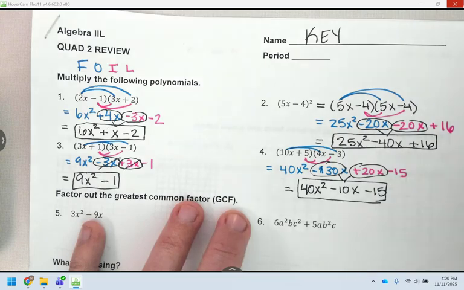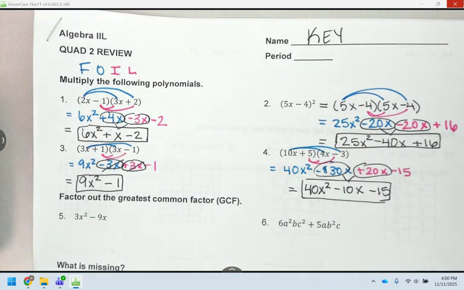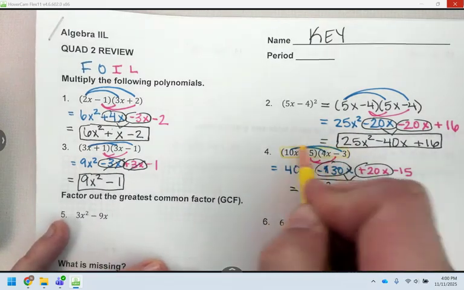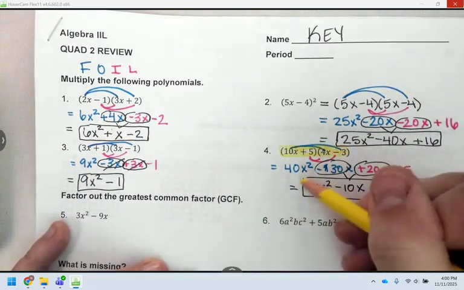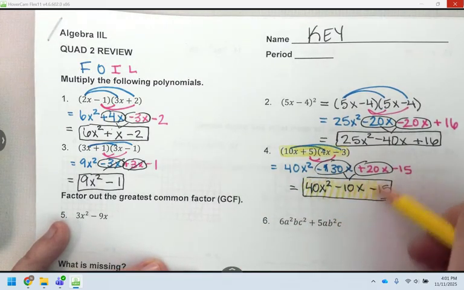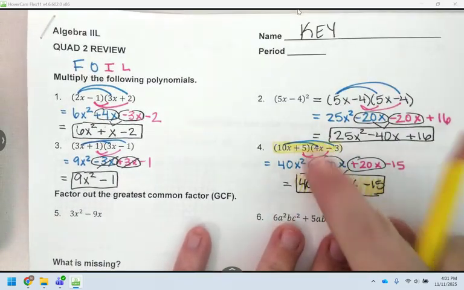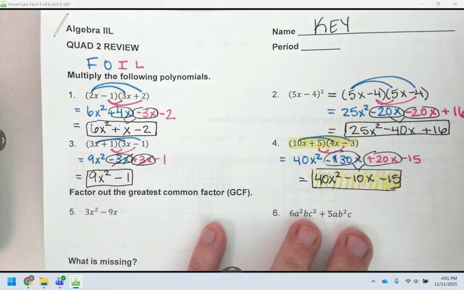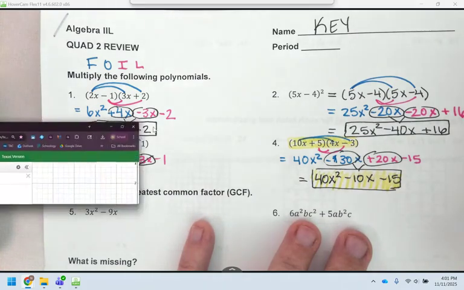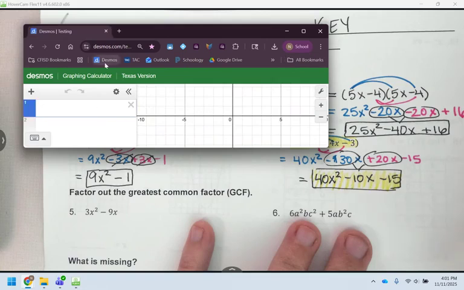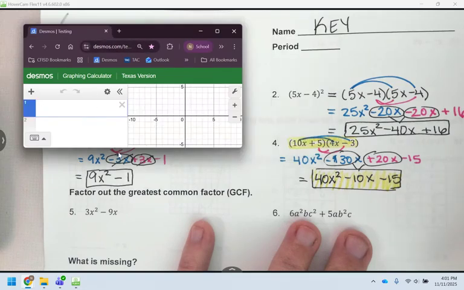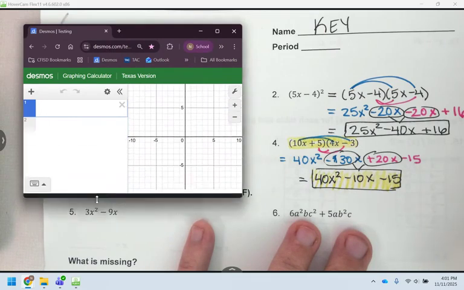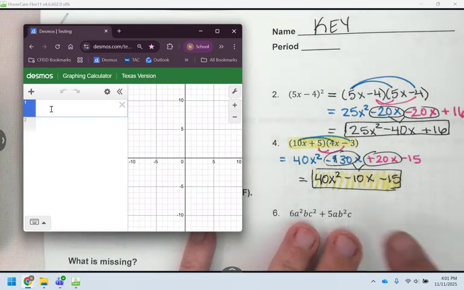And I always like to show you how to check your answers. So when you are simplifying, let's do this one. What you start with and what you end with should be the same. So the easiest way to see this is to use Desmos and get a picture of both of these parabolas. When you do this, they should look exactly the same because they're the same equation, just one is written in a different way. This is the expanded version.